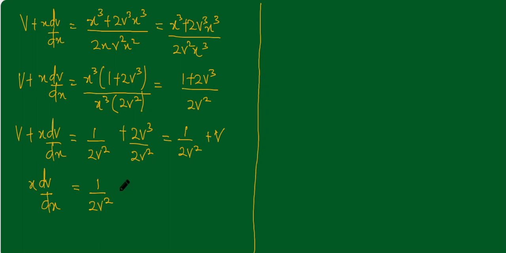Now we can separate the variables successfully here. On separating the variables, we have dx over x is equal to 2v squared dv.